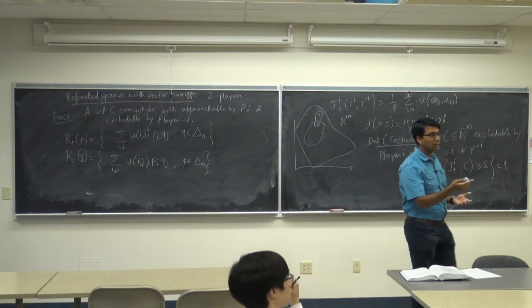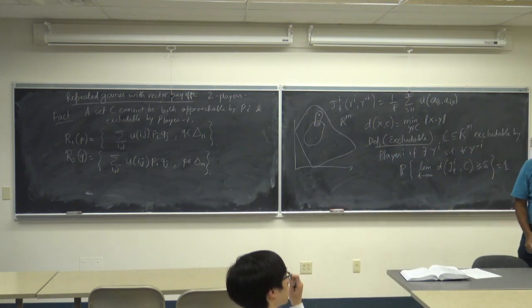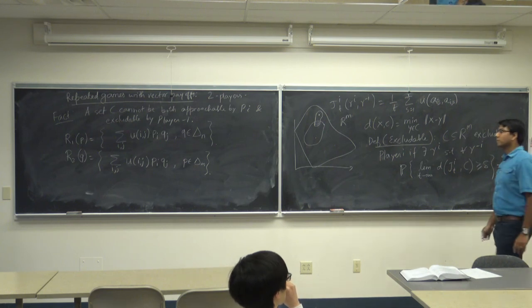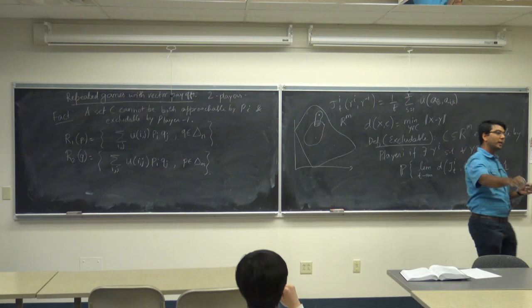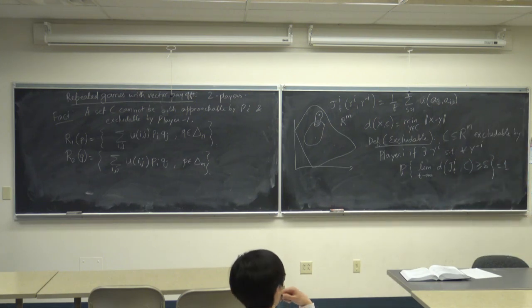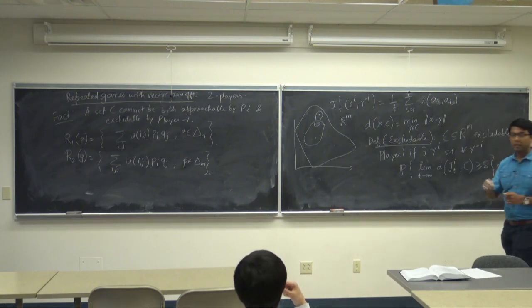Not the specific point, but just the set. Because you're just looking at the distance from whatever point you're going to, from that point to the set. So you're not really picking a specific point in the set. You just know you're going to be close to some point in the set. Is that right? Well, yes. In the limit, you will be arbitrarily close to the set.